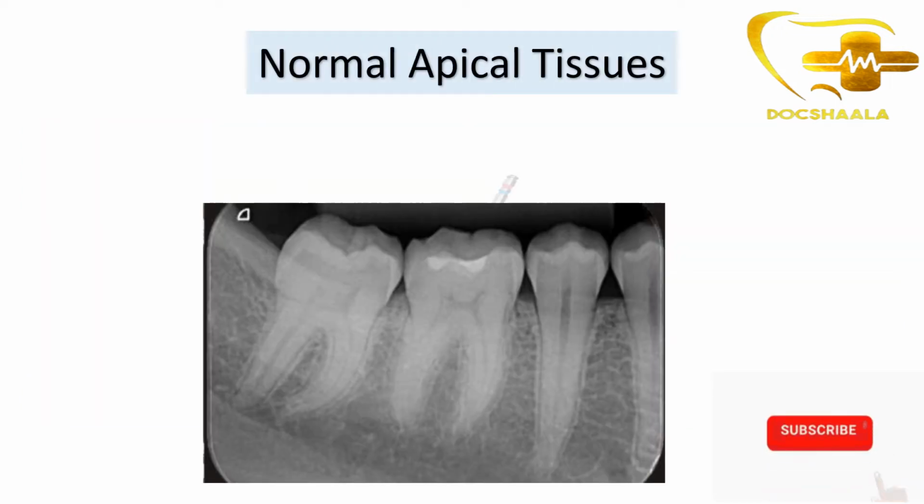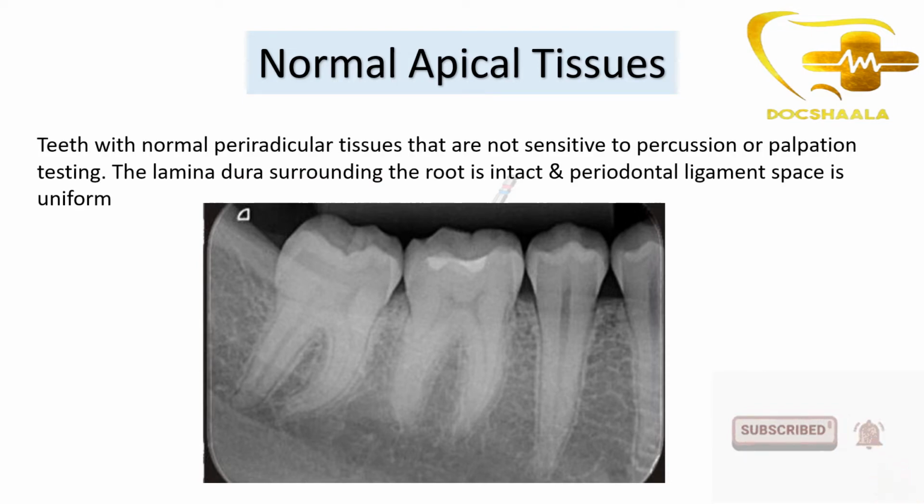The first one we will see is normal apical tissues. Normal apical tissues are teeth with normal periradicular tissues that are not sensitive to percussion or palpation testing. The lamina dura surrounding the root is intact, and the periodontal ligament space is uniform. You can observe that from the radiograph here. You can see the lamina dura which is surrounding the tooth is intact, and the periodontal ligament space is uniform in the teeth.